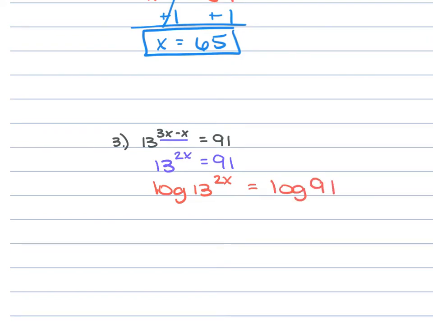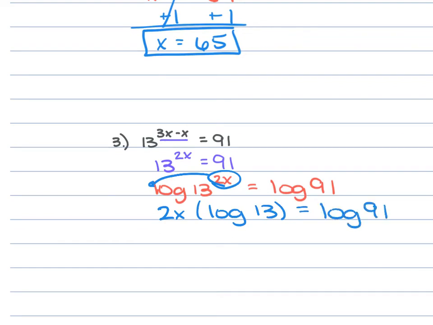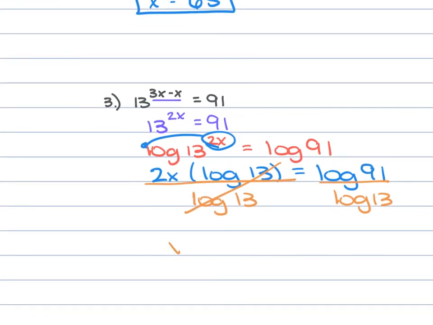From here, we can just follow our rules that 2x goes out front. So it's 2x times log 13 is equal to log 91. Get the 2x by itself. We're going to divide each side by log 13. And we're going to have that 2x is equal to log 91 over log 13. From here, we're going to put parentheses around this. We're going to divide each side by 2.